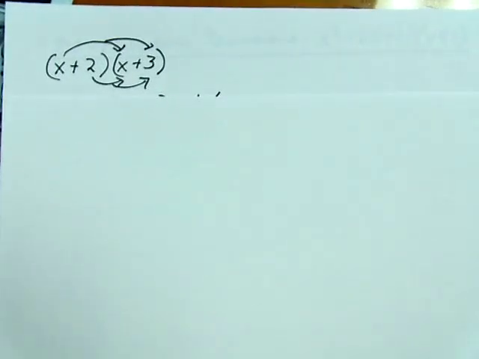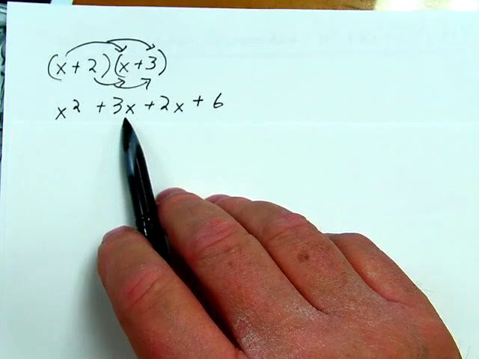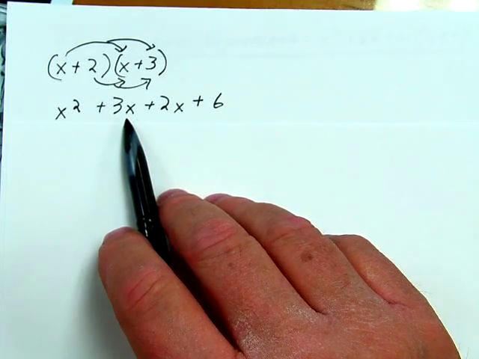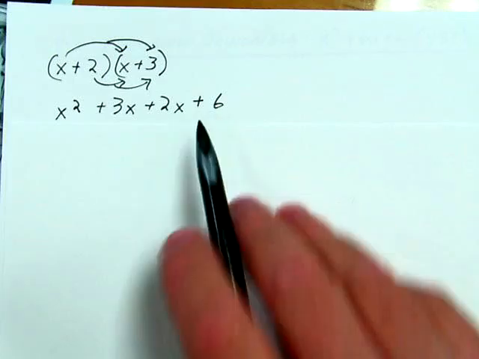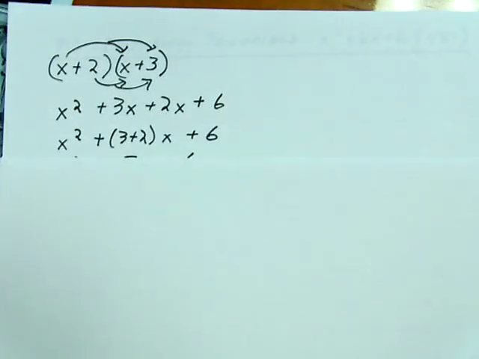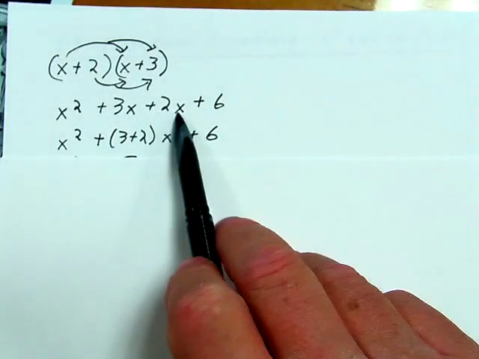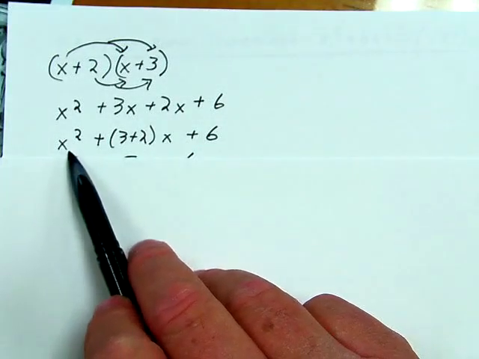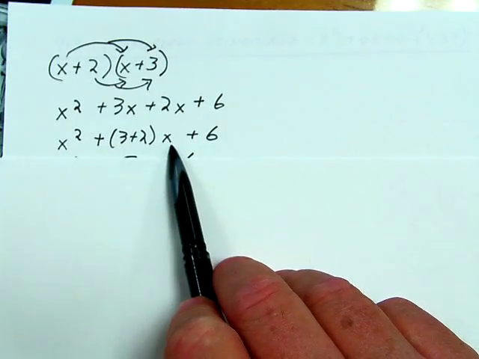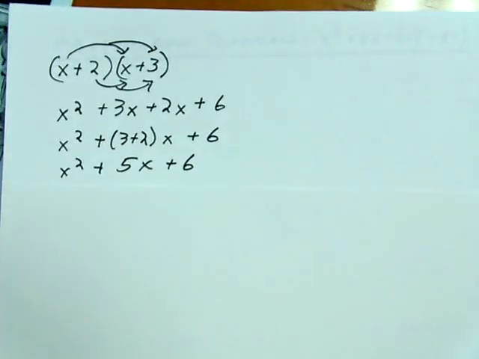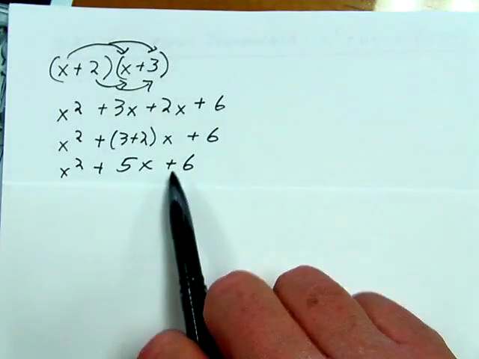Let's say I have (x + 2) times (x + 3). I use my arrows and I multiply it out, and I get x squared from the first terms. The outer terms are 3x, the inner terms are 2x, and the last term is 6. I notice that the x terms are like terms, so I combine them: 3x plus 2x, which gives me x squared plus 5x plus 6.